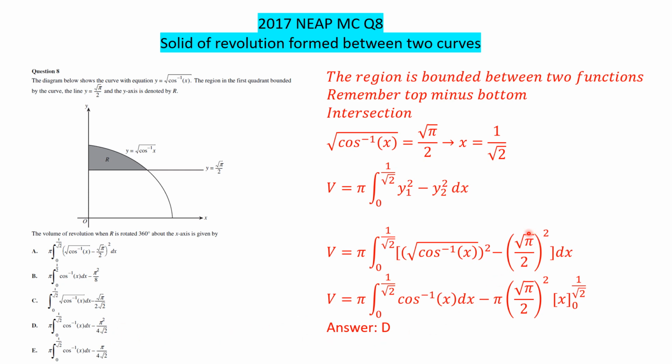Just a note on this one: because you have a horizontal line, when you rotate, you will generate a cylinder. So another way is this: you can just integrate this bit here and then use the formula for the volume of the cylinder to get this part here.